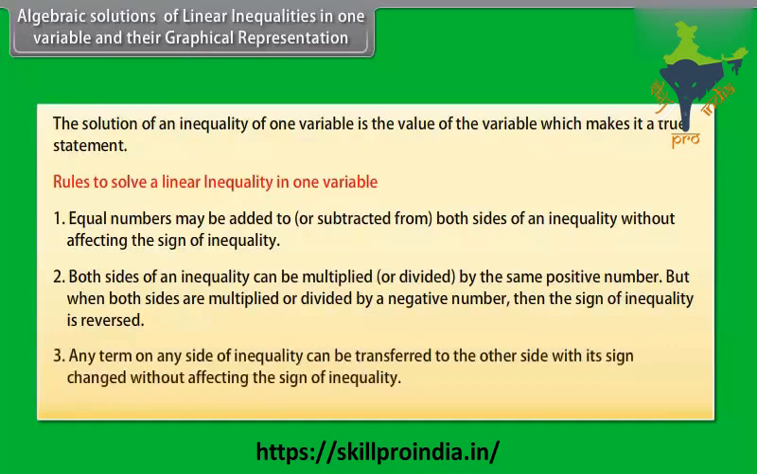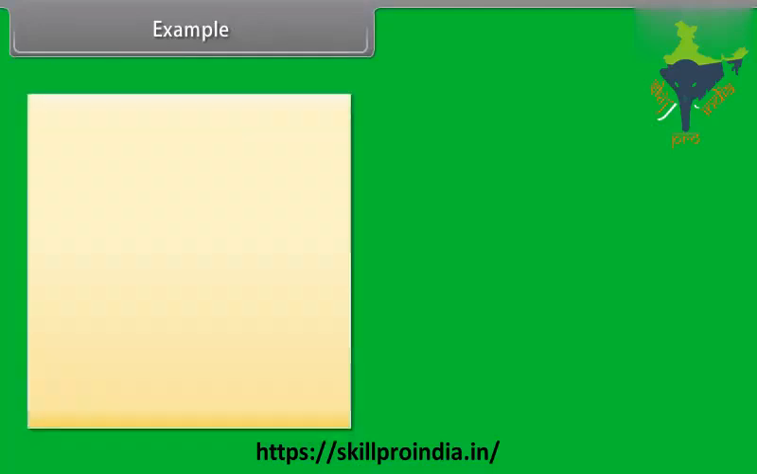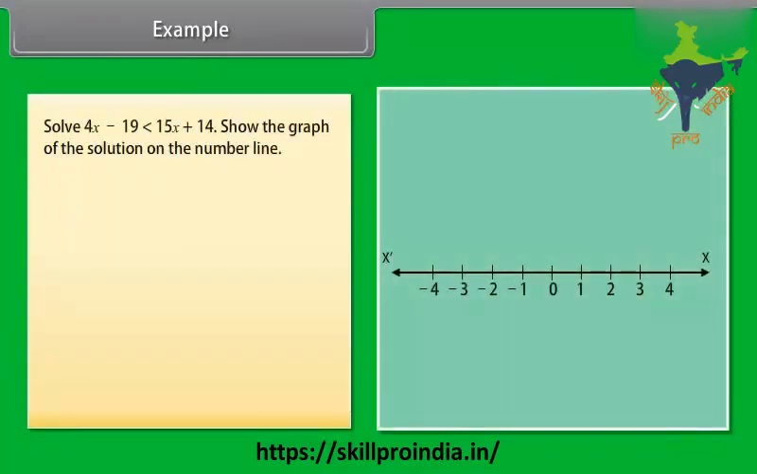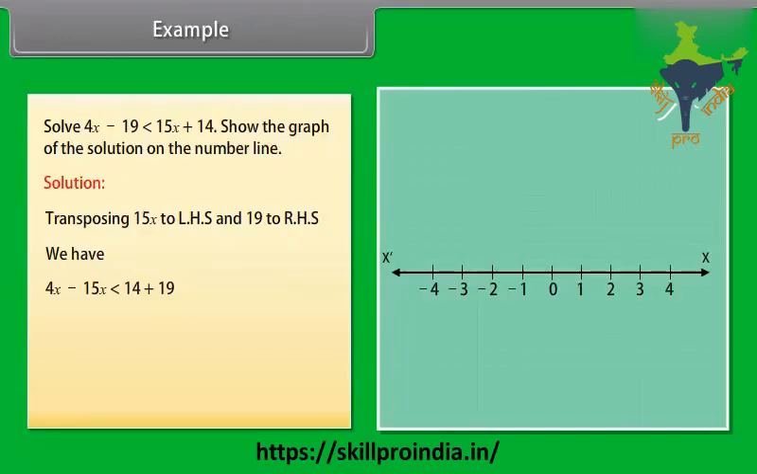Number 3. Any term on any side of inequality can be transferred to the other side with its sign changed without affecting the sign of inequality. Example. Solve 4x minus 19 less than 15x plus 14. Show the graph of the solution on the number line. Solution. Transposing 15x to LHS and 19 to RHS, we have 4x minus 15x is less than 14 plus 19, or minus 11x is less than 33. Minus x is less than 3. x is greater than minus 3.